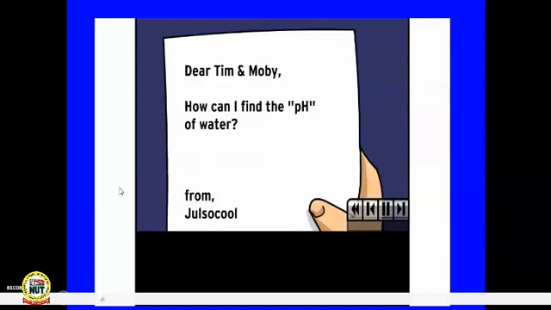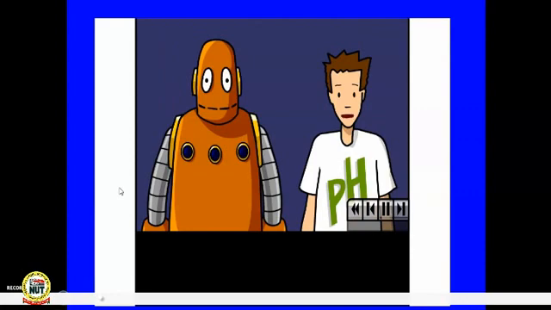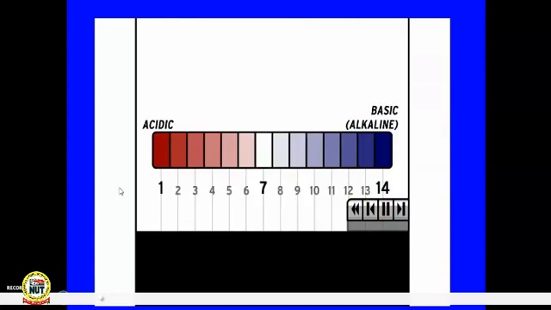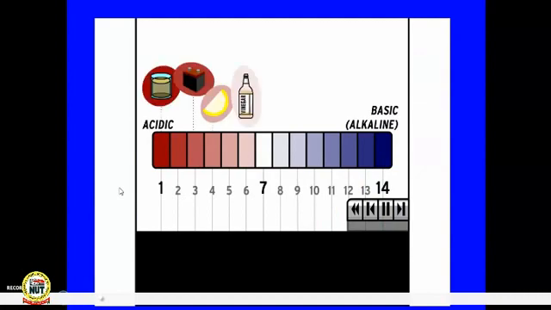From Jules So Cool. Well, the pH refers to the chemical potential of hydrogen. The pH scale measures how acidic or basic a substance is on a scale of 1 to 14. On the acid side, which measures from 1 to 7 on the pH scale, you can find things like vinegar, lemon juice, battery acid, and the hydrochloric acid in your stomach.